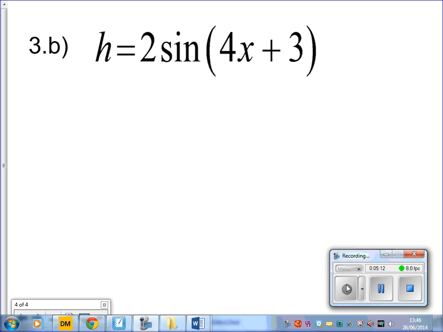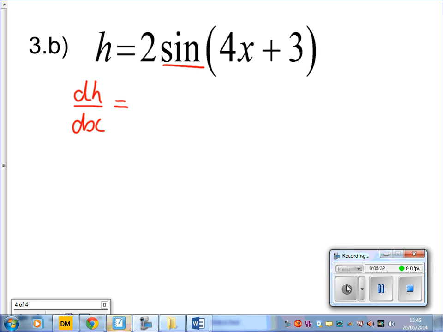Question 3 uses a combination of skills from question 1 and 2. I'm going to do 3b. Look out for the notation here. It's no longer y equals, so when we're differentiating, we've got dh/dx.